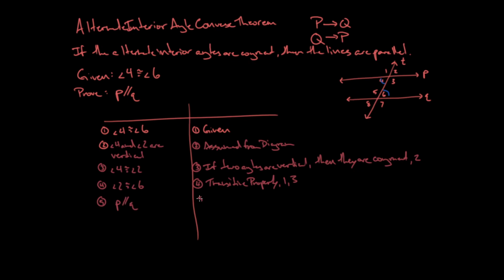And so just like before, I needed this one starting point. I needed to have at least one postulate to be able to connect these things together. And so I'm using the corresponding angle postulate that says that if the corresponding angles are congruent, then the lines are parallel.